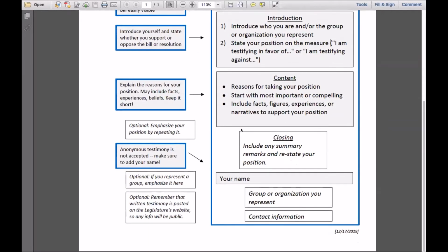That gets down to content, the reasons for taking your position. You can include your facts, experiences, and beliefs. It should be concise. Keep it short if possible. Just remember that the legislators have very little time. As Tina Wildberger mentioned, they pack an incredible amount of work into a 60-day session. So your testimony is competing with everybody else who's trying to get their way on the bill.